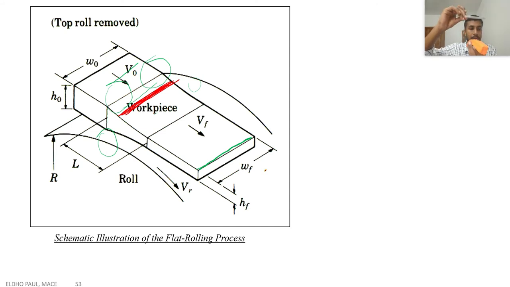See this. This is my roller, and this is my workpiece. In this area, the length of contact is very large compared to any other area, because in any other area there is no such contact between the roller and the workpiece. The main contact between roller and workpiece is in the width direction. If there is contact in width, then friction is a big factor there. The friction resists the movement in that direction, so the metal flow in that direction will be resisted by the friction. Thereby there will not be any change in dimension in the width direction. So W0 is equal to WF.